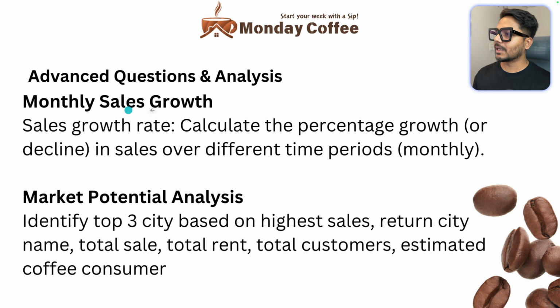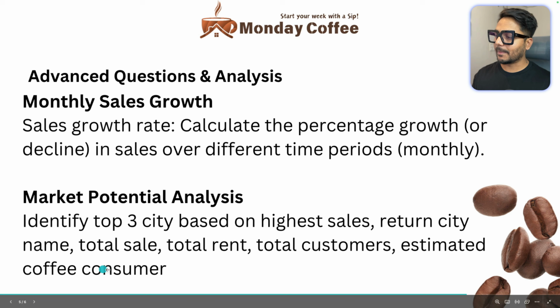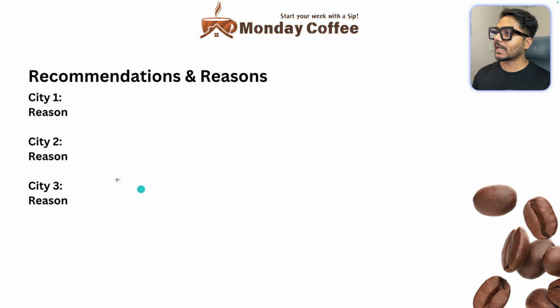So the first question is monthly sales growth ratio. Based on each city, you will see the growth ratio of this company. Then you're going to solve the last business problem, which is called market potential analysis. Here you are going to identify the top 3 cities and you will be considering a lot of factors like the total sales, the total rent of that city, total consumers, like how many people consume coffee in that city, and a lot of other parameters. At the end, you would need to recommend the 3 cities and the reason why you are recommending these 3 cities. So this is the complete project which you can include in your resume.